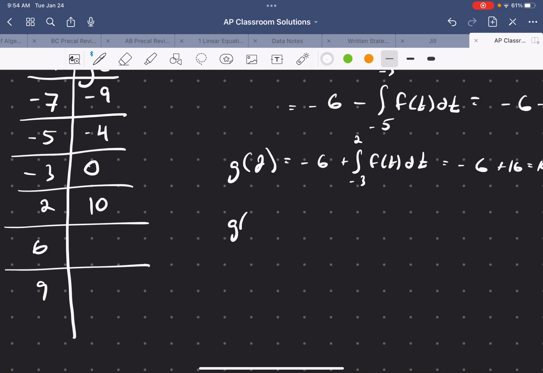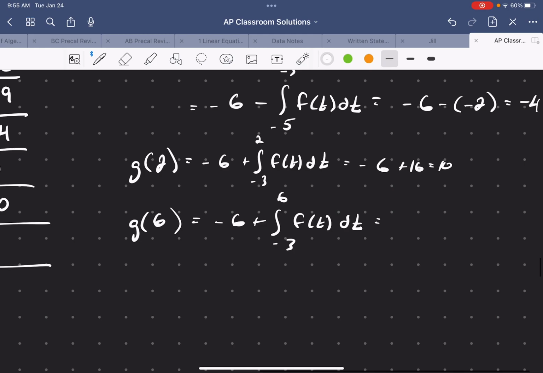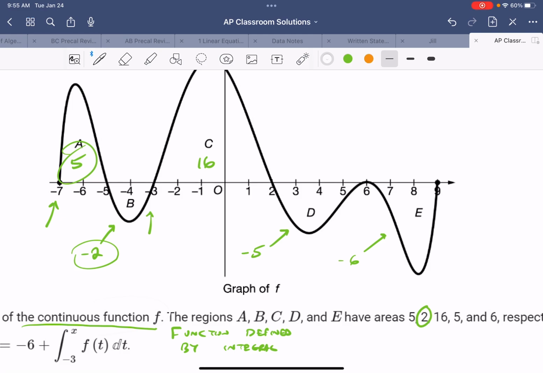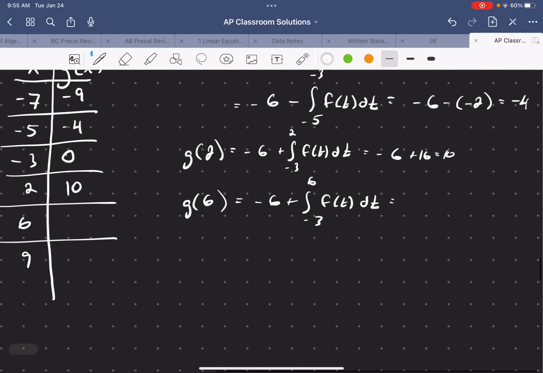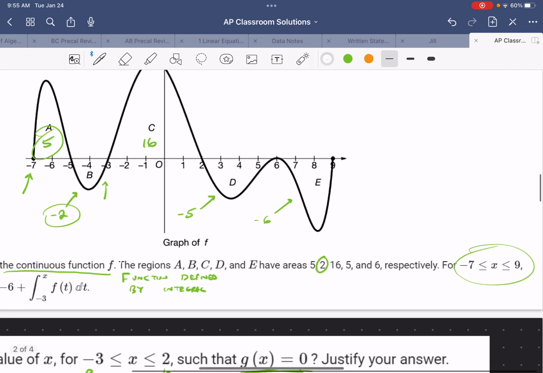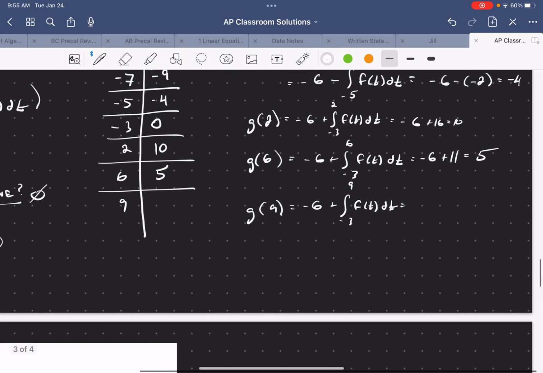And then we have 6, g of 6. G of 6 is negative 6 plus the integral from negative 3 to 6, f of t dt. So then I have to add up all the areas between negative 3 and 6. So that means I'm adding up 16 and then minus 5. 16 minus 5 is 11. So negative 6 plus 11 is 5. And then finally the 9. G of 9 is equal to negative 6 plus the integral from negative 3 to 9 f of t dt. So that's that 5 that I just got, plus the last piece, which was the negative 6. So that's negative 1.